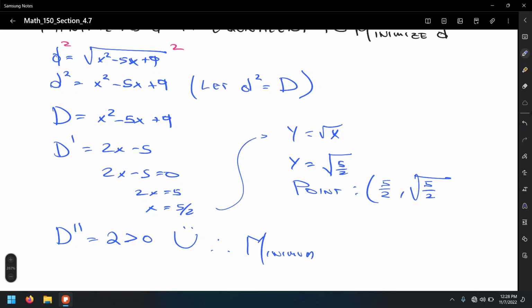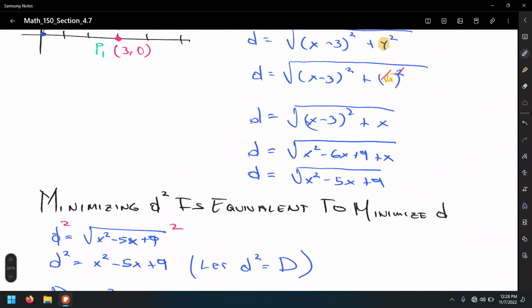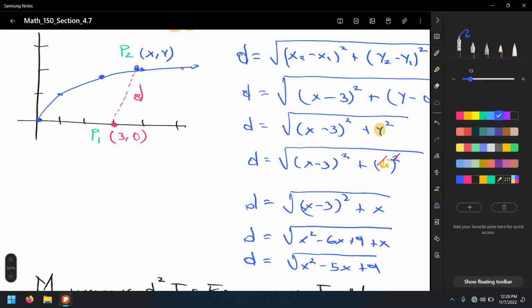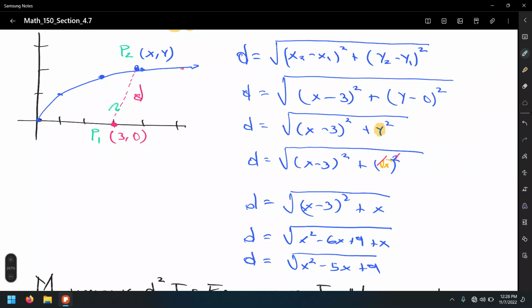Okay, 5 halves, what's that? 2.5? So let's go to 2.5, and whatever that y value is. So this is indeed the closest point from (3,0) to any point on the graph. Well, that point is actually (5/2, square root of 5/2).